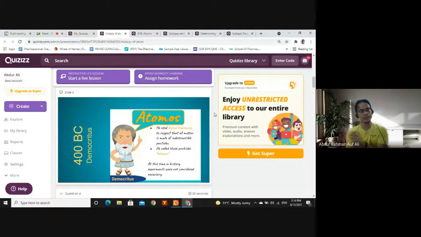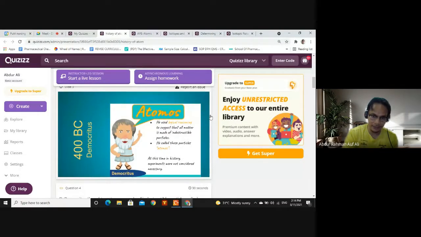The second step is that he needs to perform tests to see whether his hypothesis is right or not. So if multiple tests have been done and they confirm the hypothesis, then we can conclude that our theory, our hypothesis, is correct. Okay, so that's why the note at the bottom of the slide says that at this time in history, experiments were not considered necessary. So that's why this idea did not develop in 400 BC.